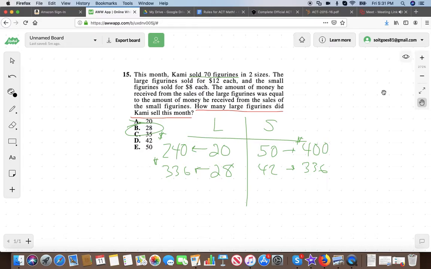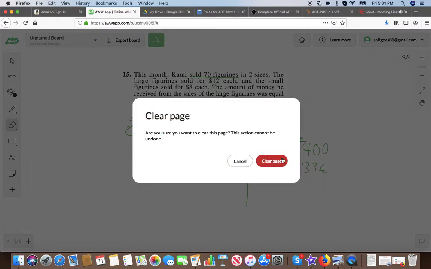So even if you weren't doing this, you should guess either A or B. C, D, and E are silly because the large figurines are more expensive. Does that make sense? All right. That's how you approach the test. Think in concrete terms. Don't ask yourself, what's the operation? Just ask yourself how you can find the right answer, how you can test the answer choices.